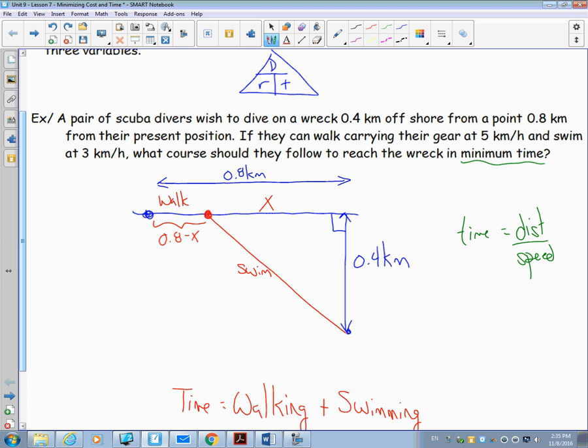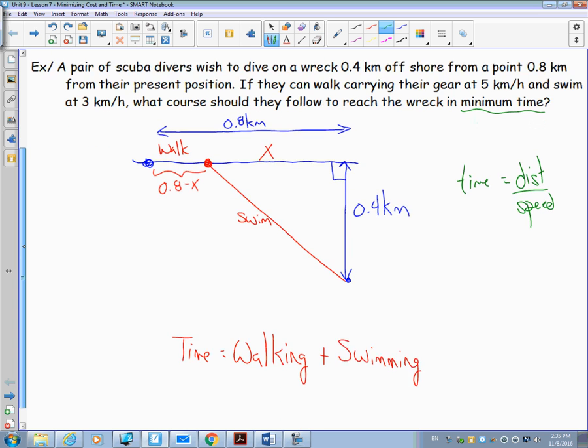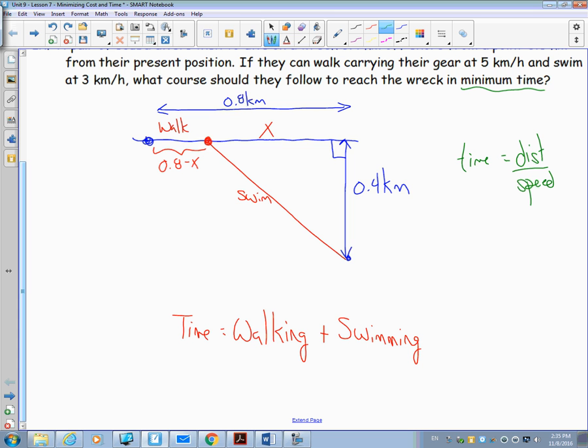Somebody might be saying, well, why don't I make this x and then this would be 0.8 minus x? That's fine too, you could do that. I just think it's easier to have fewer variables on the sides of my triangle, because you don't only deal with triangles, in particular right angle triangles, you can use the idea of Pythagoras, right? So I want to set up an equation dealing with time, which is my distance over my speed, for each of these pieces.